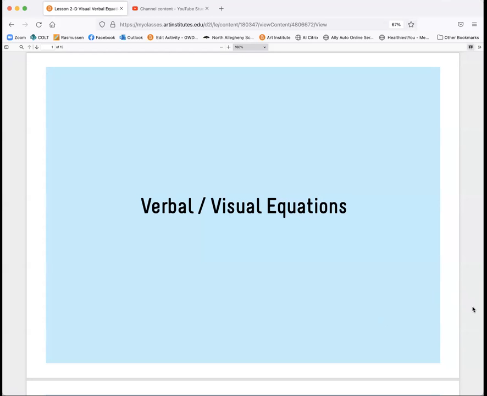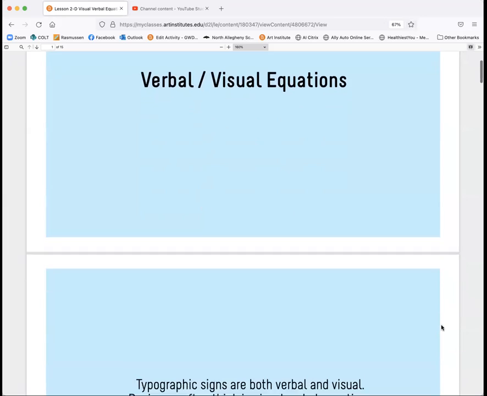Okay, last but not least, the last thing that we're going to talk about in week 2 for your overview is the verbal and visual equations of typefaces. And this is really important because it can be very powerful to use typeface in a design to persuade. So let's take a look at this.